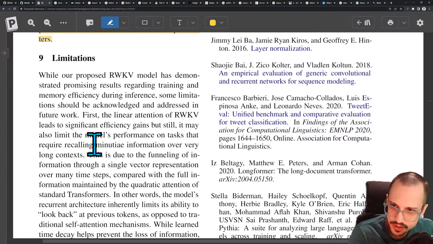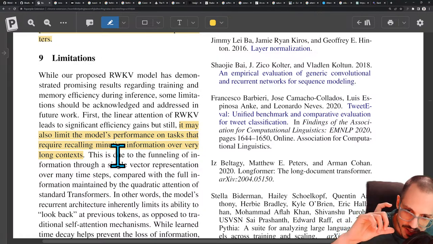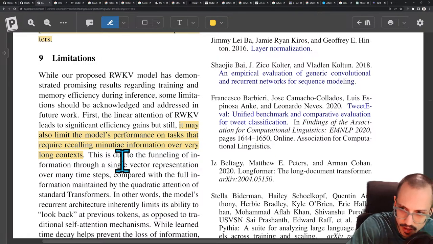All right, limitations. Demonstrated some limitations. First, the linear attention leads to significant efficiency gains, but also may limit the model's performance on tasks that require recalling minutiae information over very long contexts. Yeah, this is the problem, is that by continuously compressing information into this little hidden vector, you basically lose potentially important information that's very small. This is due to the funneling of information through a single vector representation over many time steps compared with the full information maintained by the quadratic attention of standard transformers.